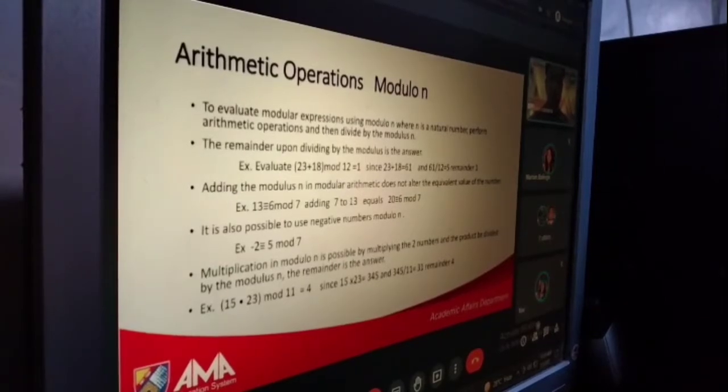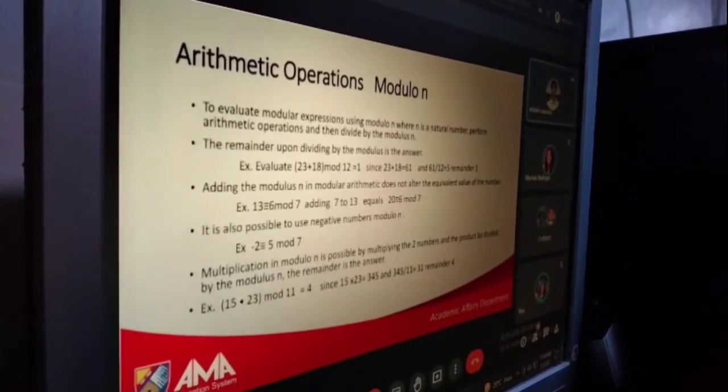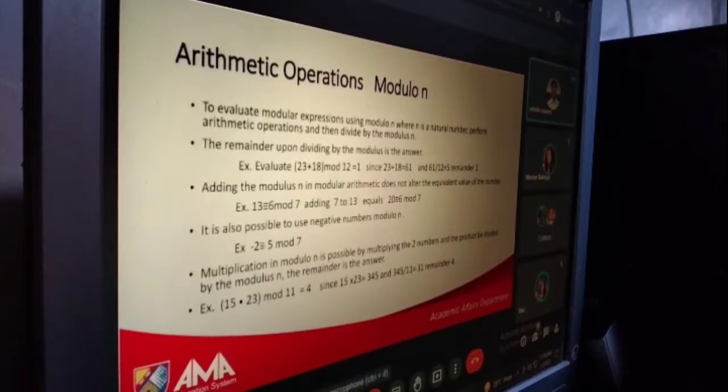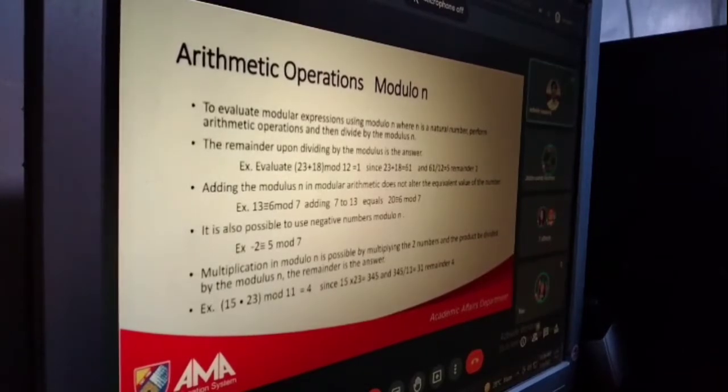May question? May question po dito sa arithmetic operations, addition and multiplication, tapos divide with our modulus n. Given na naman siya, i-apply nyo na lang yung operation. May question? Wala. Wala po. Okay.